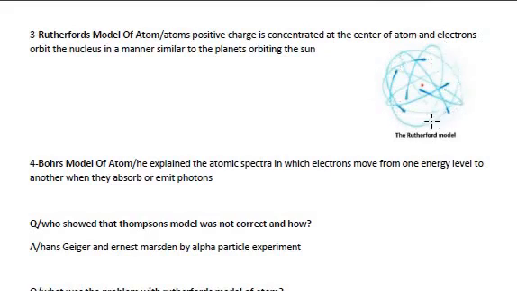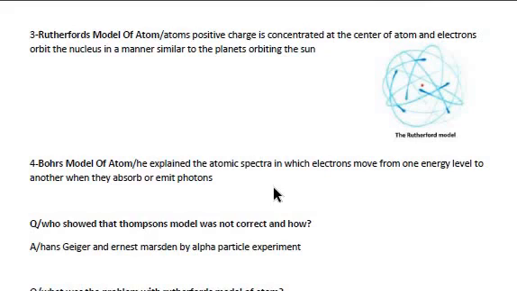So electrons have specific orbits. They are orbiting around the nucleus. Rutherford named the concentrated center of atom as the nucleus in his model. After Rutherford, Bohr came to complete the description of atom in a complete way. Bohr explained atomic spectra, in which electrons move from one energy level to another when they absorb or emit a photon.